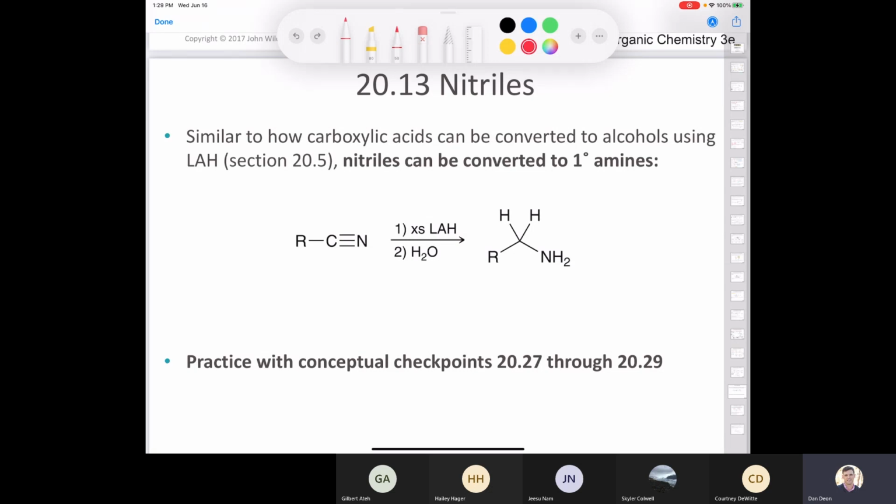So similar to how carboxylic acids can be converted into alcohols using lithium aluminum hydride, and that's something that we saw during the last class, you can also take a nitrile and convert it to a primary amine. And I think I might have alluded to this to you before, maybe yeah, maybe no, but the worst accident I've ever seen in a lab is where somebody reacted a nitrile with lithium aluminum hydride.